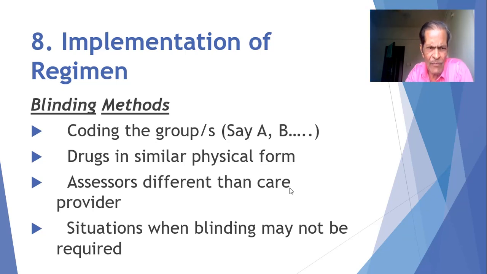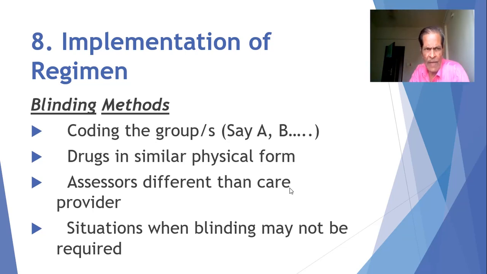The second way by which it could be done is that the drugs are in similar physical form, especially if the route of administration is the same. So if it is a tablet, then the tablets should be of similar color. They should look similar in shape, rounded or oval or something like that. So they are of similar physical form in color and all those things. They should look similar, and they should be packed in similar packages. The only difference should be that it is marked A if it is for the study group or control group, and B otherwise.